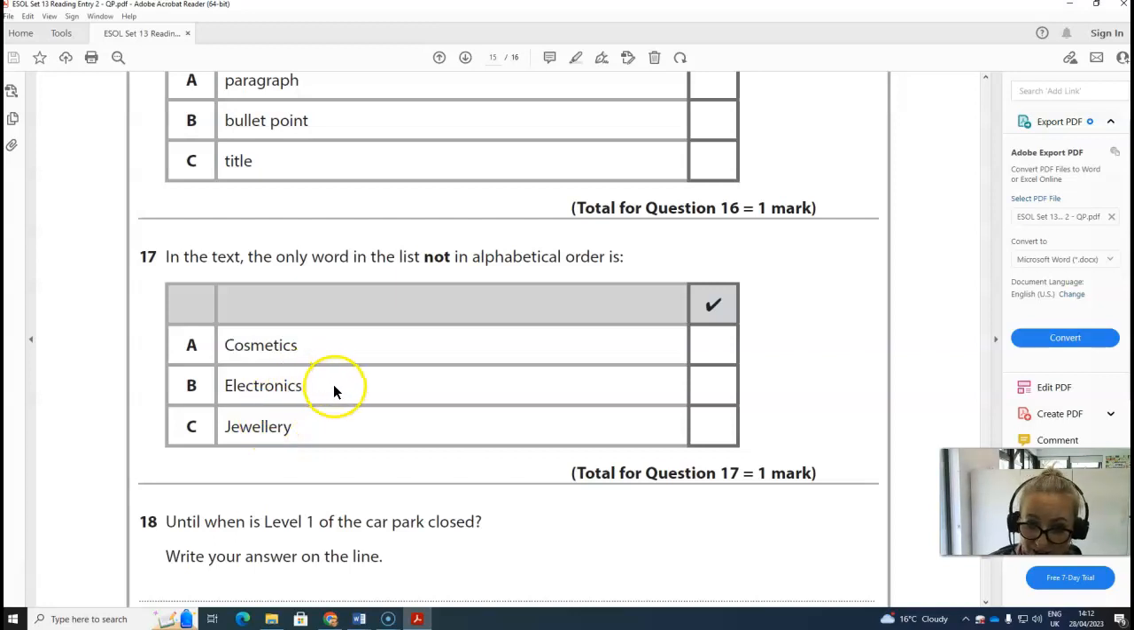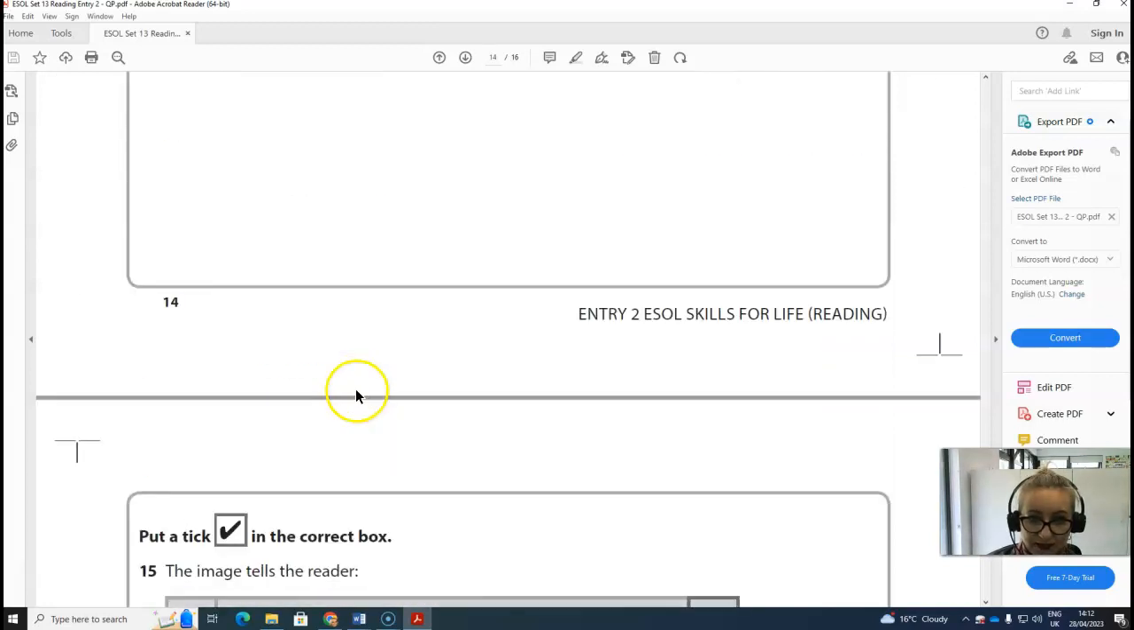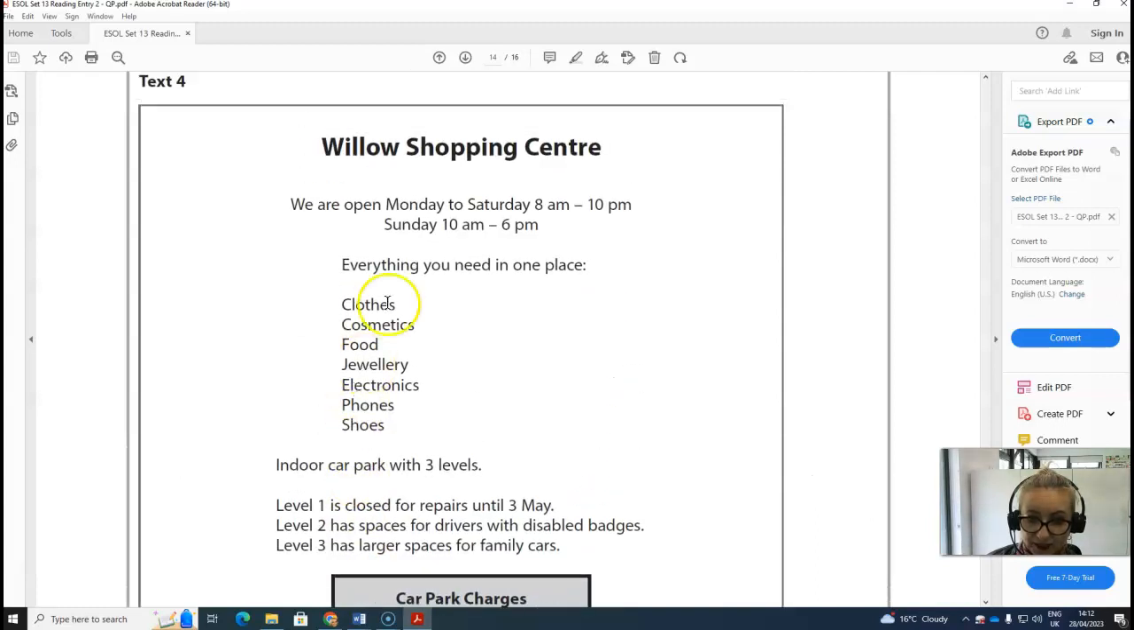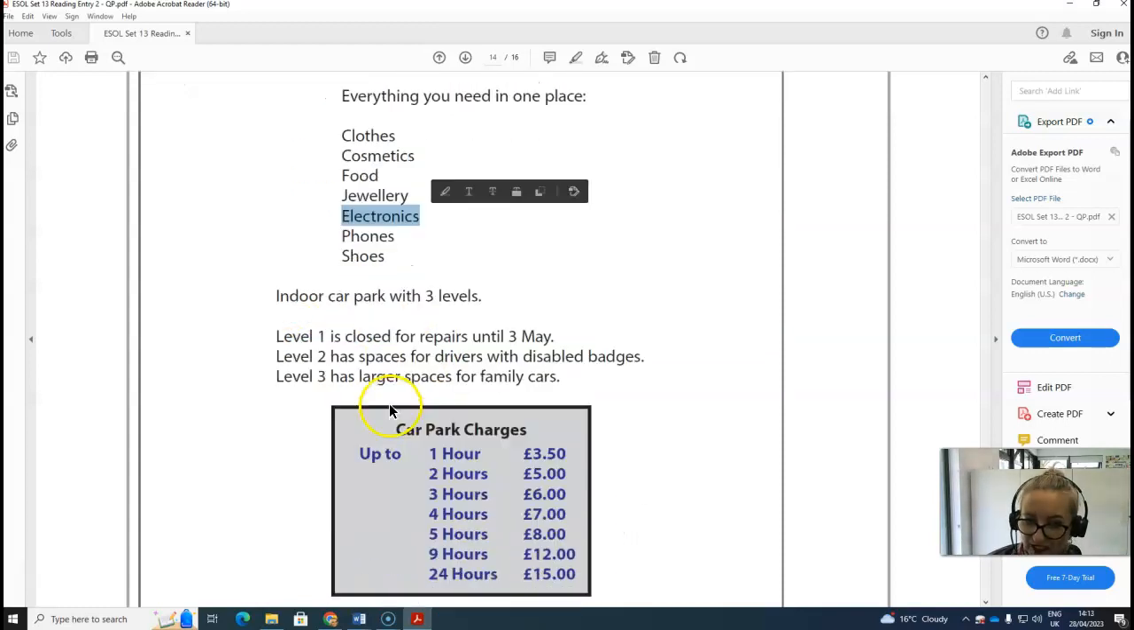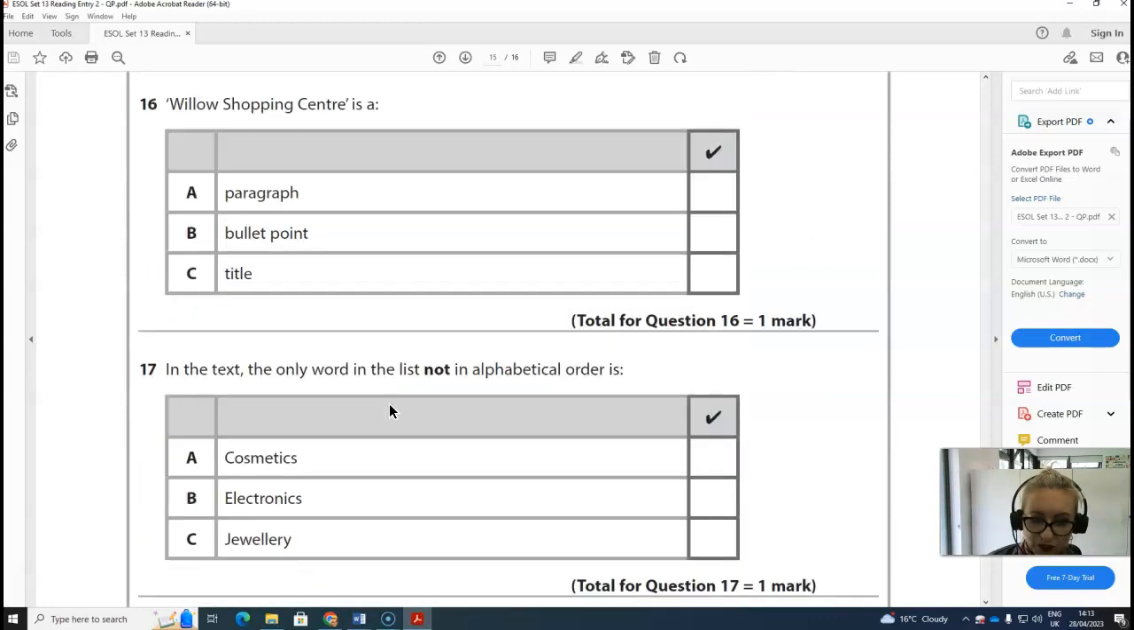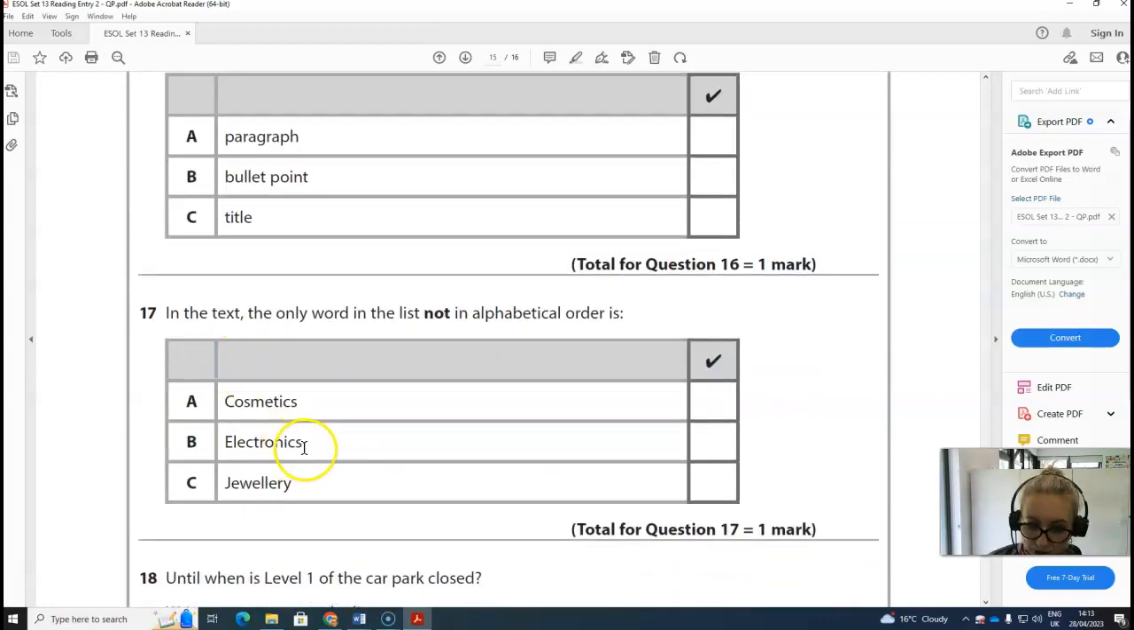To answer this question, we need to look at the list. So let's look at the list. The list is here. So which word is not in alphabetical order? Clothes, cosmetics, food. Because after C we've got F. Then you've got jewelry. Yes, because after F we've got J. And then we've got electronics. Oh, hold on a second. Is electronics after J? No, it's not. Electronics is before F. So this word has been put wrongly. So to answer this question, the word electronics is not in alphabetical order.